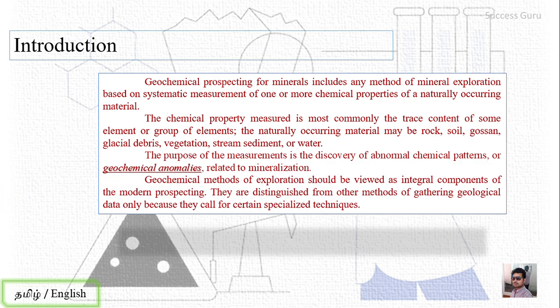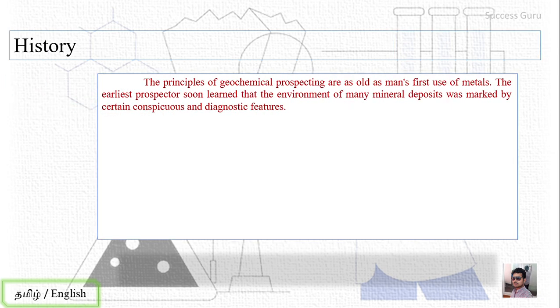A geochemical method of exploration should be viewed as an integral component of modern prospecting. They are distinguished from other methods of gathering geological data only because they call for certain specialized techniques. So that is the introduction to geochemistry. The prime importance in geochemical exploration is identifying a geochemical anomaly. Okay, so that is its introduction. Let us see its history.